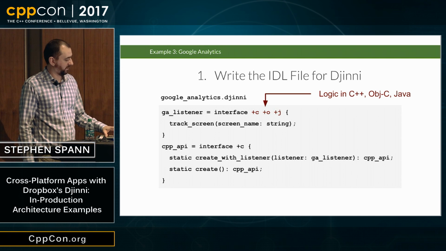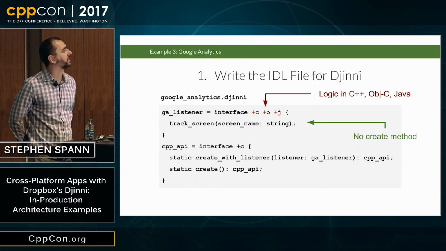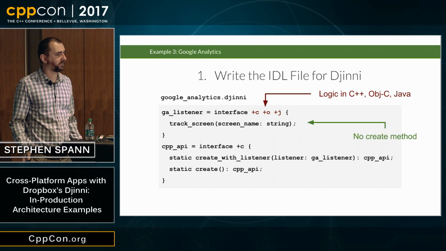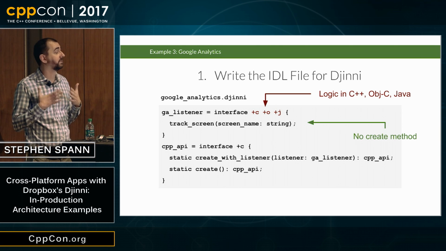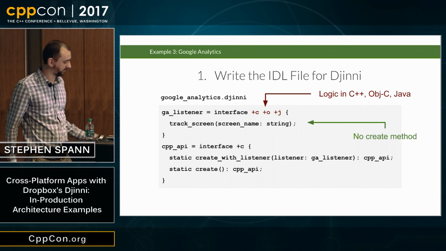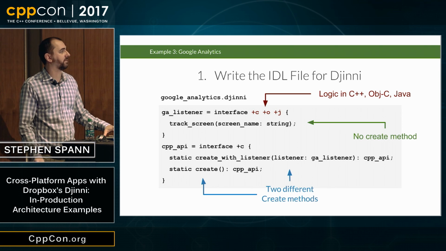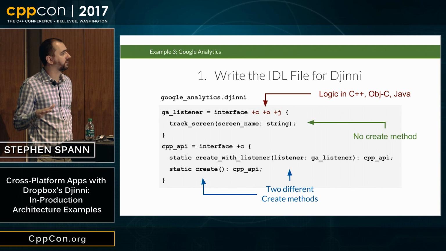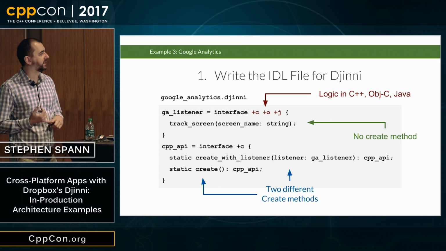And then our interface now has the listener. We don't actually need that create method weirdness, because what's going to happen is we're going to instantiate the C++ object in C++. So we can just do it the normal way we would always do it. Finally, you notice our API has two different create methods now. We can't really do overloading, so we have to rename things. One takes an argument, one does not.